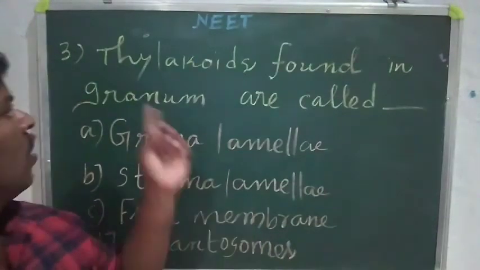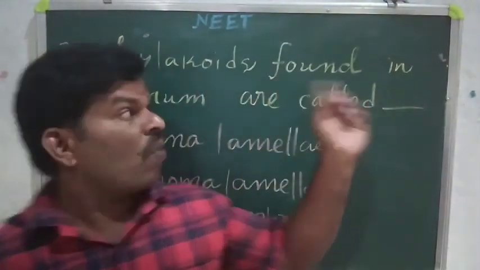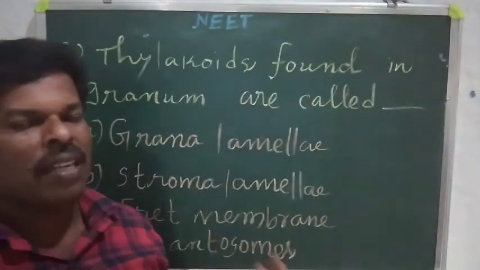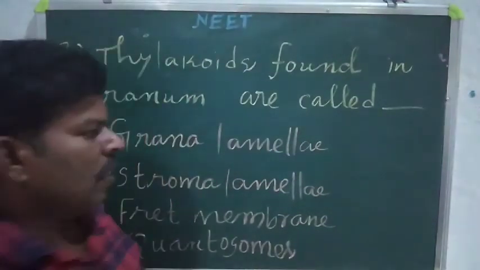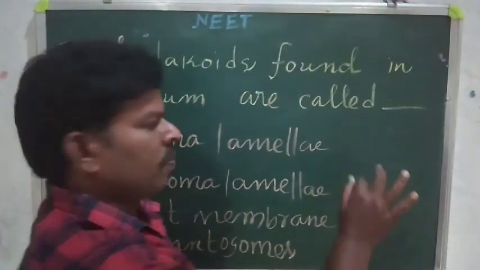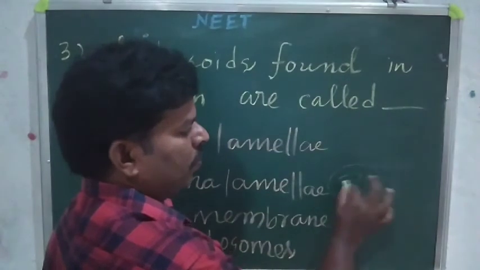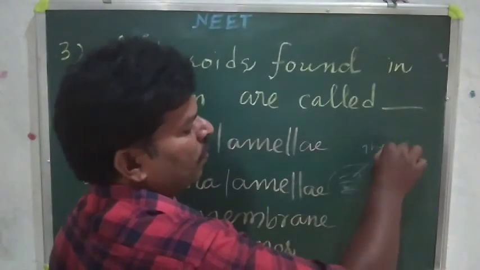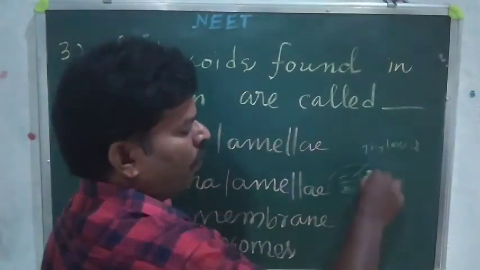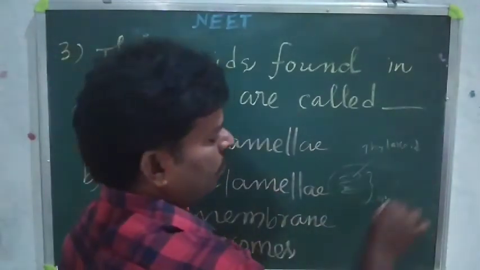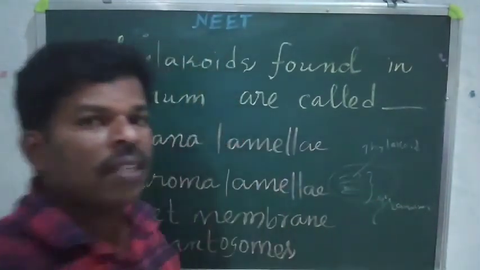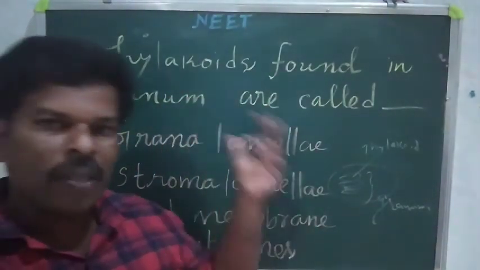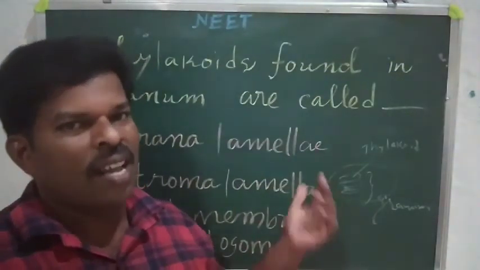The next question: thylakoids found in a granum are called dash. Already I told you about the granum and thylakoids. Understand this? In a chloroplast, the cell organelle, a single unit is a thylakoid, and a group of them is called a granum. So the thylakoids found in the granum are called what? The question is asking you.